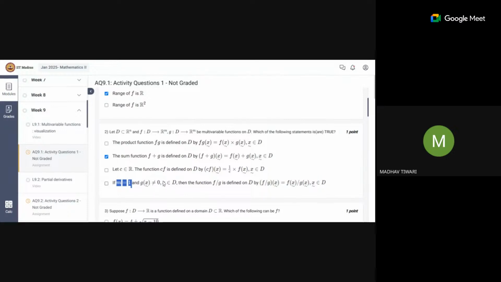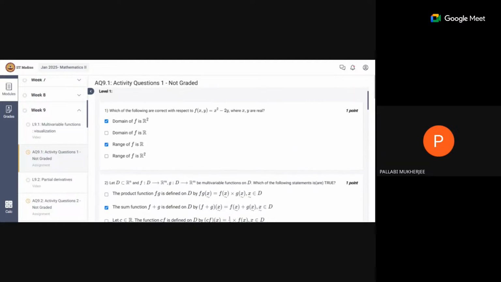Yes, Pallavi? Sir, I'm asking, like in the previous question, x square minus 2y is given. If it is x square minus 2y square, then it will be R2. Range will be R2.